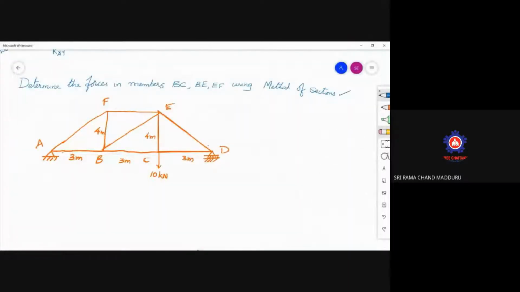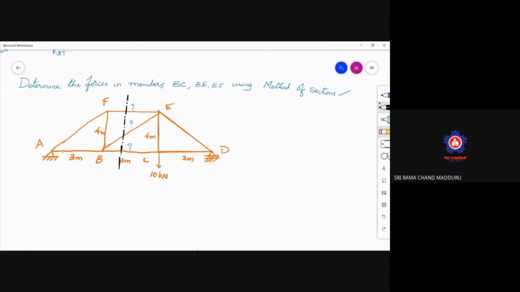Here, first of all, I am going to mark the members that are to be analyzed. BC is this member, this is to be analyzed. And BE, you should know the force in BE. Similarly, EF. So in the question, it is asked to calculate the forces in these members. To calculate the force in these members, consider a section cutting these members, and it has to cut in such a way that the unknown forces should be less than or equal to 3. Here I am cutting a section like this.